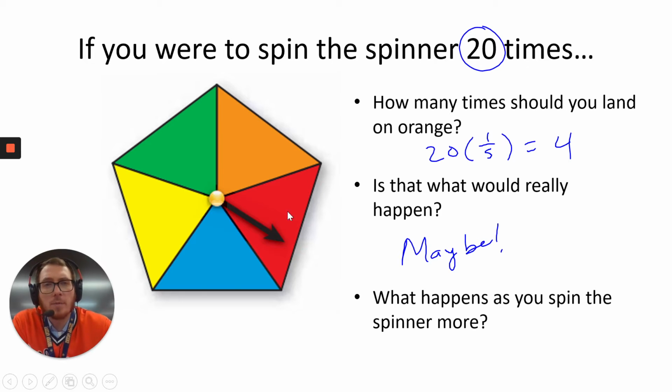Okay, so this spinner, you spin it 20 times. It says how many times should you expect to land on orange. Well, since there's 5 choices, really what you have to do is take how many spins times the probability you get that spin. And so this would be 20 times 1/5, which means I should expect 4.